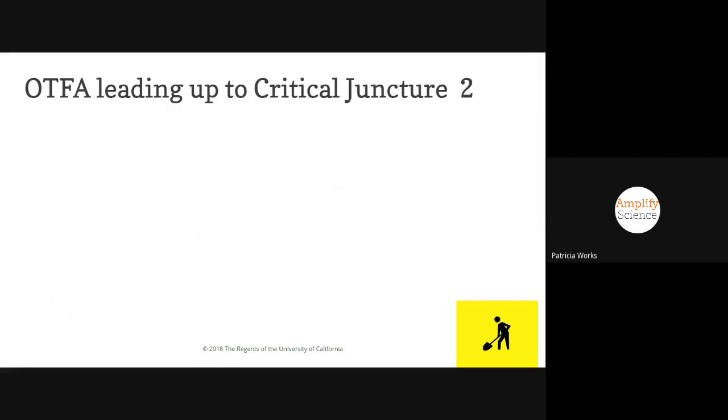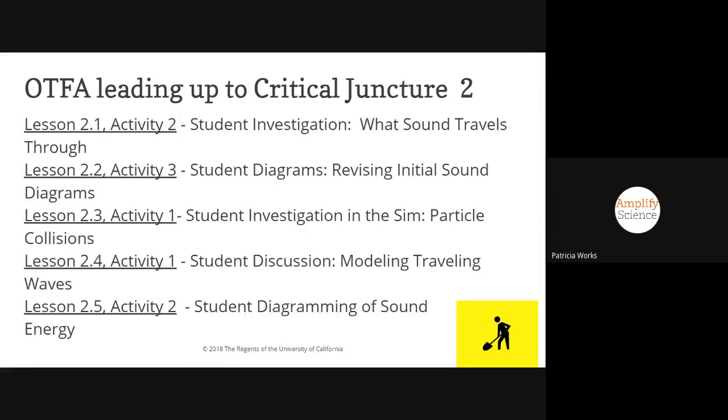As you get closer to teaching these lessons, be sure to review the on-the-fly assessments to help gauge where your students are with literacy skills, practices, cross-cutting concepts, and science ideas. All of these formative assessments that you see here will help you see student understanding as they're working towards the progress build idea that sound energy travels through a material as a series of particle collisions.